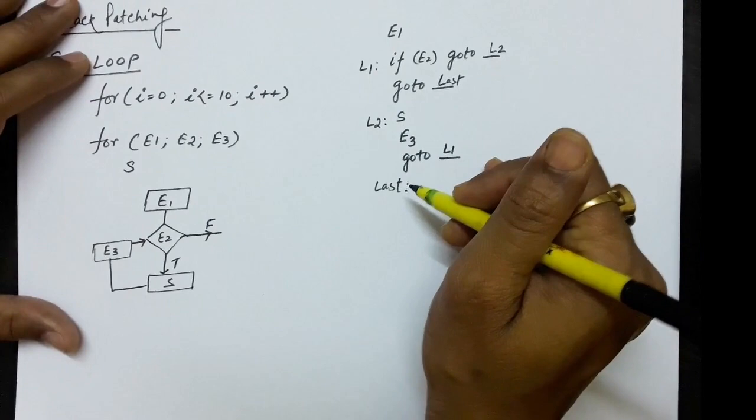We are defining this last level because after executing case 1 or case 2 or the default, it has to come out of the switch case construct. So this way, the switch case construct can be written.